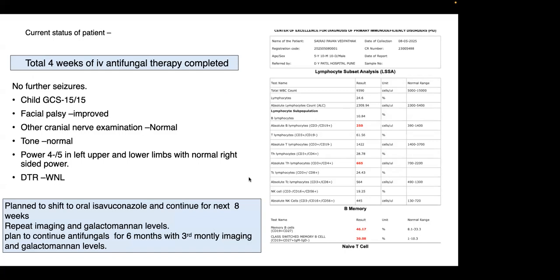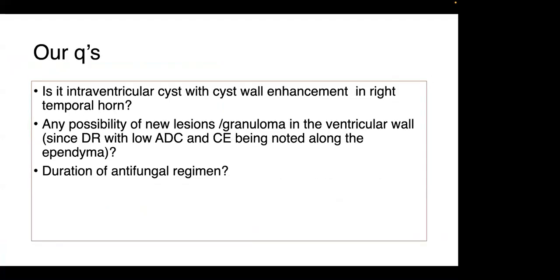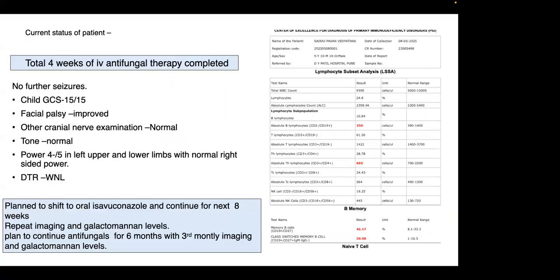And we are continuing the antifungal for 6 months, with 3-monthly imaging planned, and galactomannan levels. This was his immunodeficiency panel. It showed a mild B cell deficiency and T cell deficiency. So, any comments on the case management, the new changes? Duration of antifungal, any other suggestion?